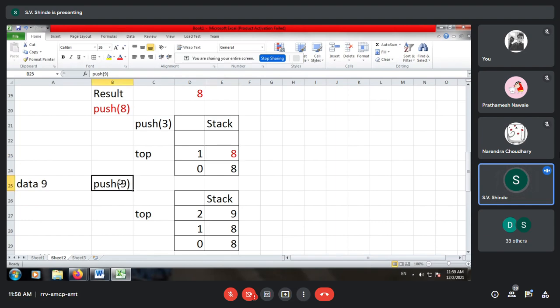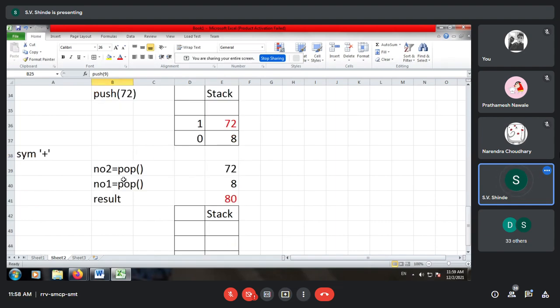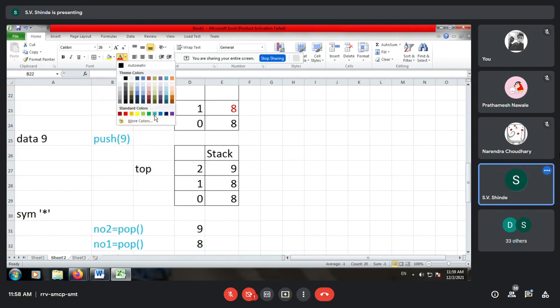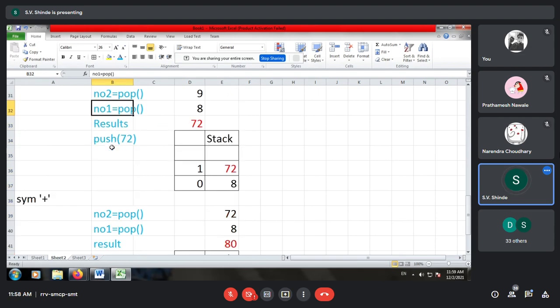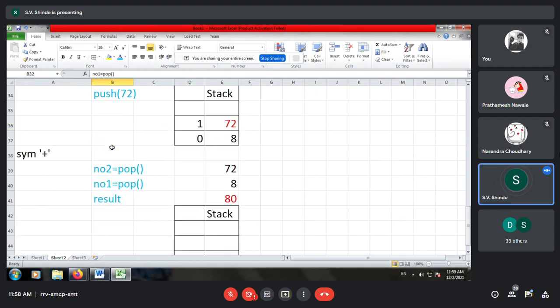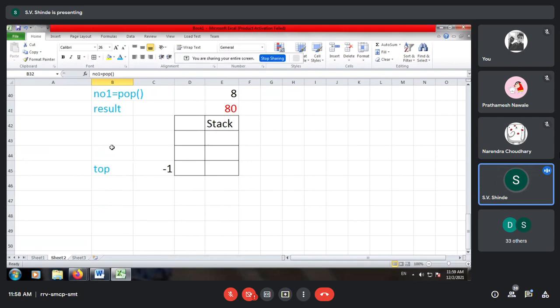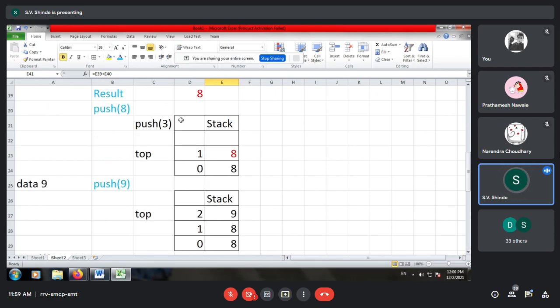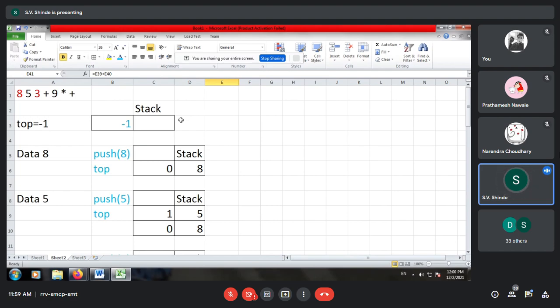Then we get the next symbol, that is push. So in one column you can see all the instructions that were executed, and if you follow these instructions at the final point you get the answer as 80. Everyone able to understand the postfix expression evaluation? In exams, it may happen that you are given an infix expression, you have to convert it to postfix, and then you get the answer.